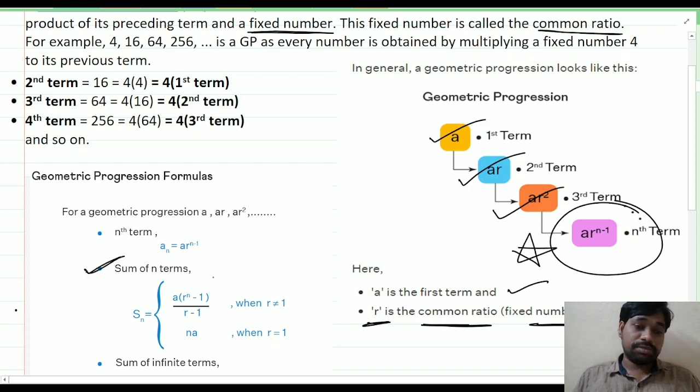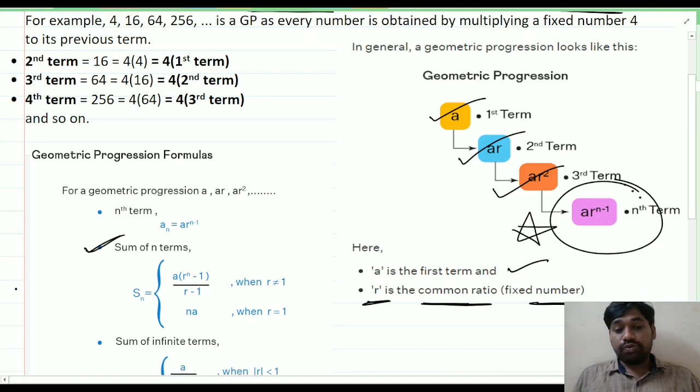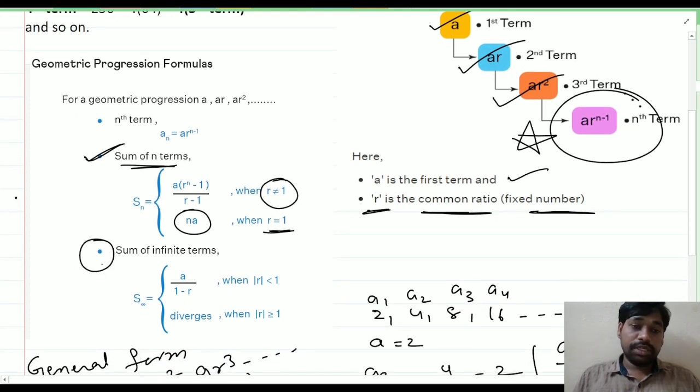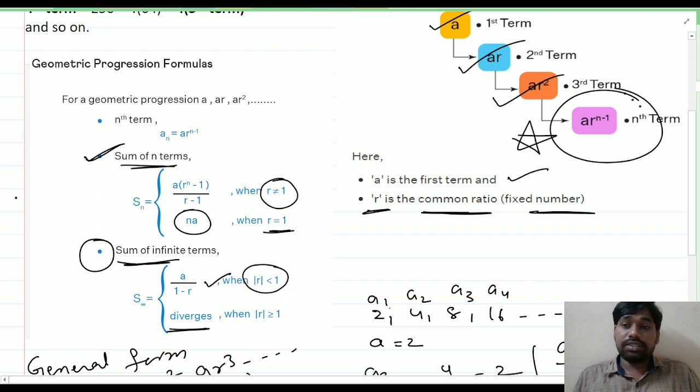For finding the sum of n terms, we have two formulas. When the series is a terminating series, having a countable number of terms, then Sn is equal to a(r^n - 1)/(r - 1) if r is not equal to 1. If r is equal to 1, then n into a is the sum. If the series is infinite, then if modulus of r is less than 1, the sum of terms is nothing but a by 1 minus r. If it is greater than or equal to 1, it is divergent, that is the answer we have to say.